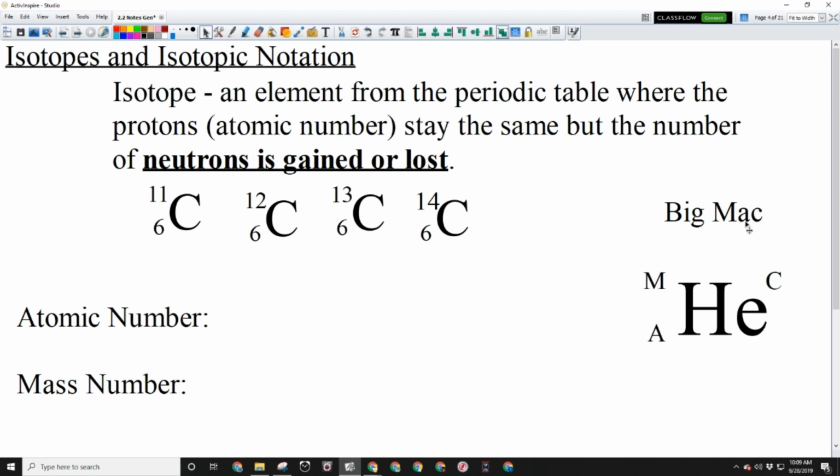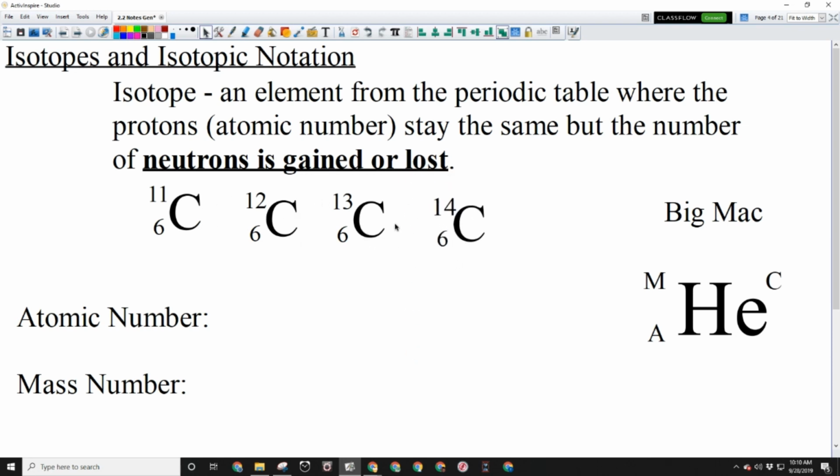A, so the A in Mac, A here in the lower left-hand corner is the atomic number. So you can see on each one of these carbons, atomic number stays the same because it's the number of protons. That doesn't change. And then in the upper right-hand corner, the C, that's the charge. So if this has an ionic charge, then it's going to be in the upper right-hand corner. Now you see on these examples, there's no number in the upper right-hand corner. So we assume that then the charge is 0. It's a neutral atom of each one of these.